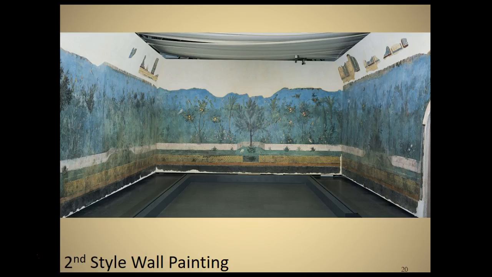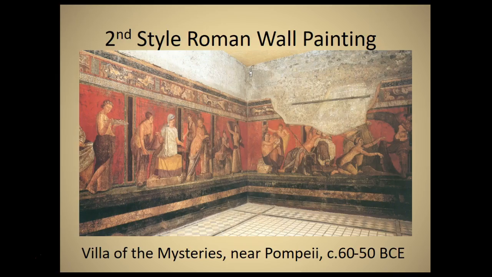And here's another view of this beautiful gardenscape. So this is another famous work. This is the Villa of Mysteries in Pompeii. This one's a little bit different because we actually see figures being depicted. This scene depicts what art historians believe to be an initiation into a mystery cult devoted to the god Dionysus, or Bacchus, the god of wine.